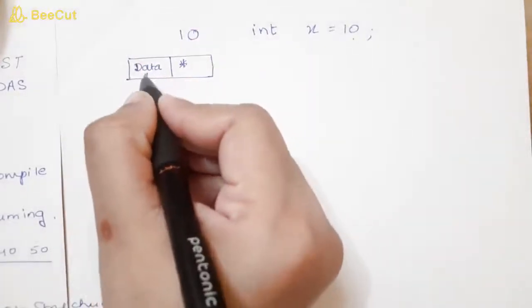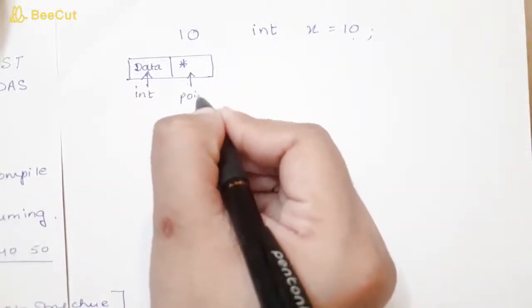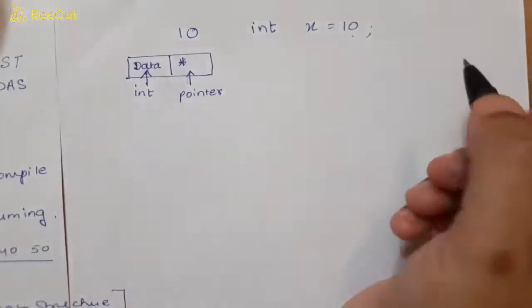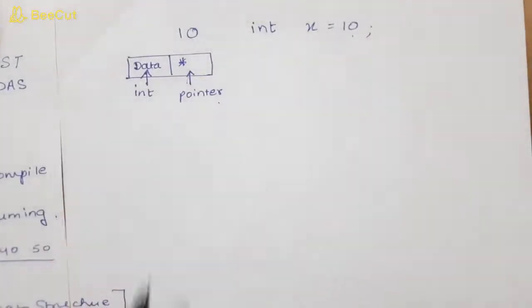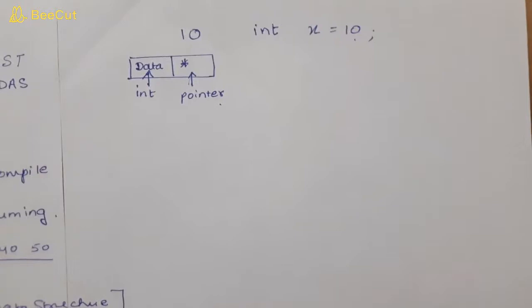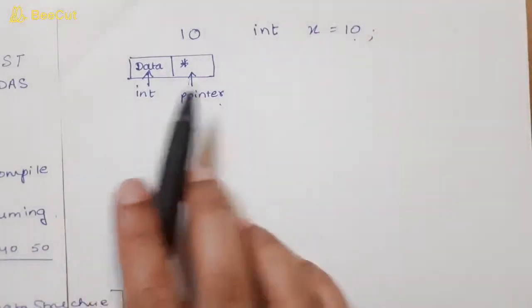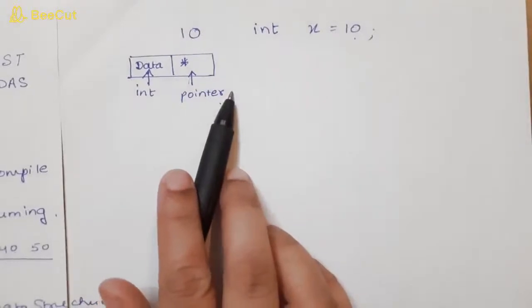Now you can see that the first field is of integer data type, and the second field is of pointer data type. Both the data types are different, so you must be aware of structures. A structure is a data type in which you can store different types of elements. Like an array is a collection of homogeneous data type elements, a structure can store heterogeneous data elements. Here the first element is an integer, the second element is a pointer. Both elements are of different data types. So to store this, we'll use a structure.